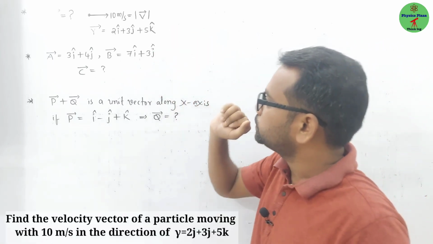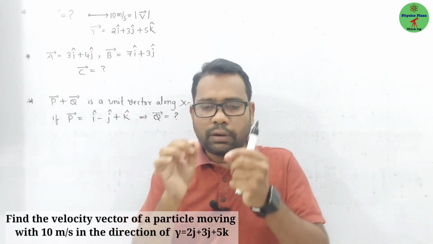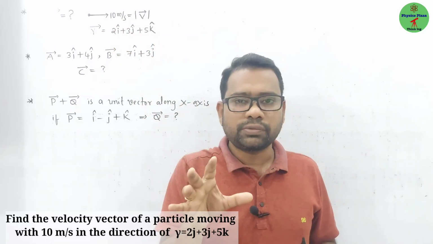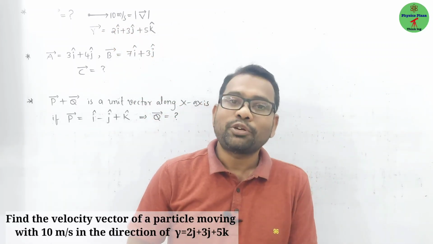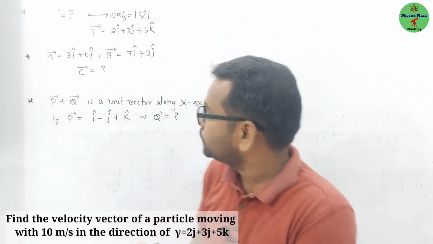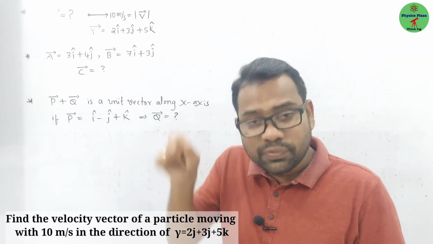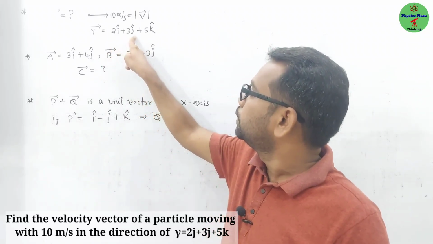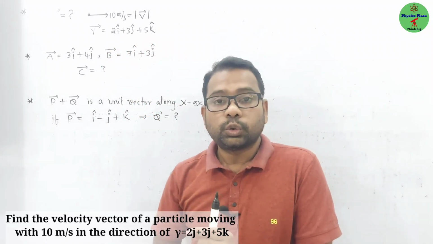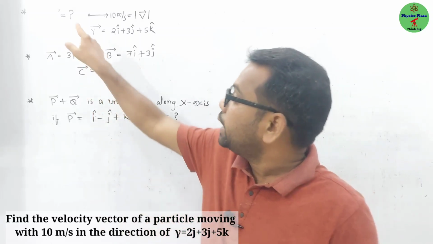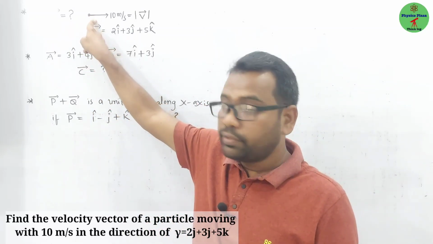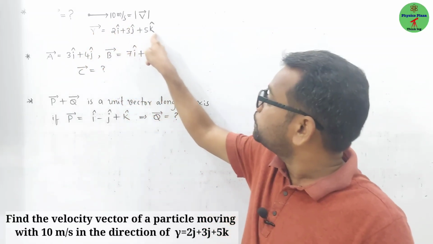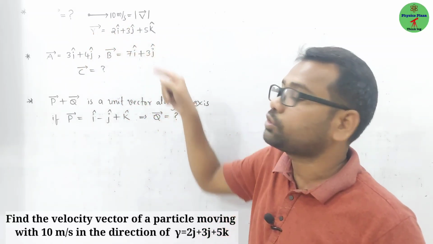As per the question, children, they are asking: one particle is going with a speed of 10 meter per second. Speed is given, which means what? You can also call it the magnitude of the velocity. Then for that particular particle, the displacement vector is 2 i cap plus 3 j cap plus 5 k cap. They are asking us to calculate the velocity vector of that particle, which is going with 10 meter per second in the direction of displacement. In the direction of displacement, try to understand.